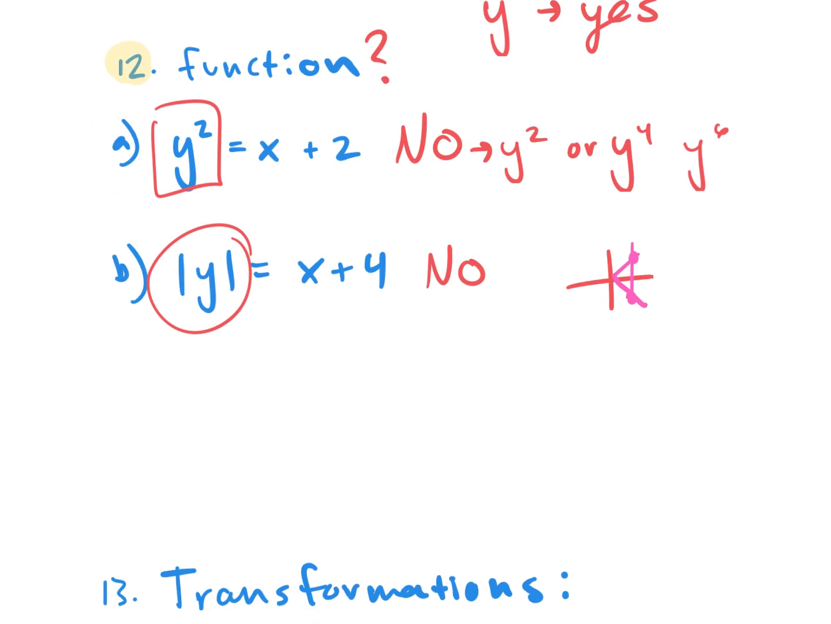What if I had y equals the absolute value of x? Is this a function? What shape is an absolute value graph? It's a V shape. Does a V-shaped graph pass the vertical line test? Yes. So absolute value of x, yes, this is a function. But the absolute value of y, no, not a function.